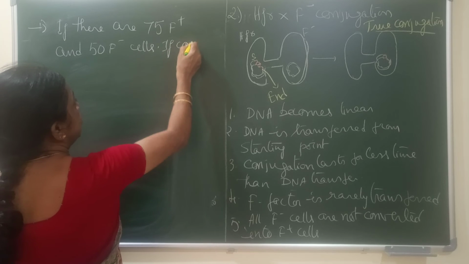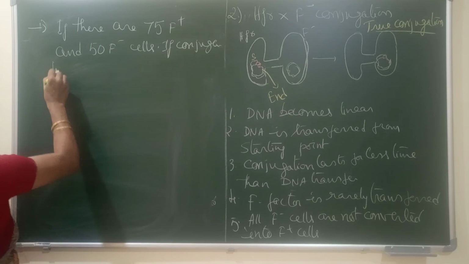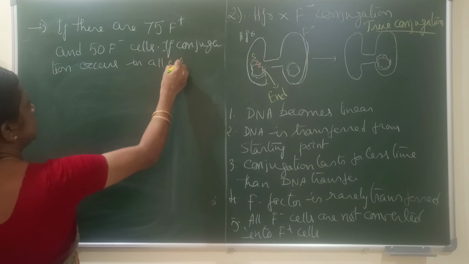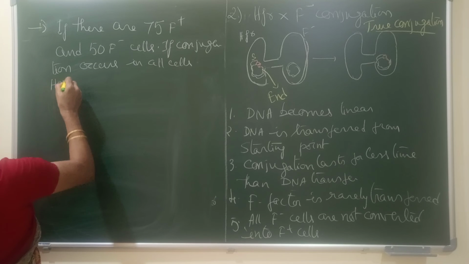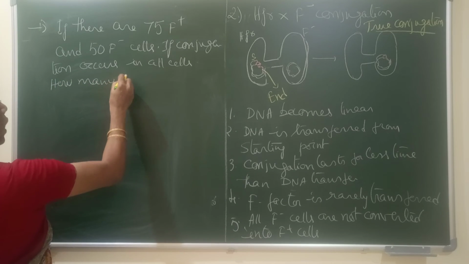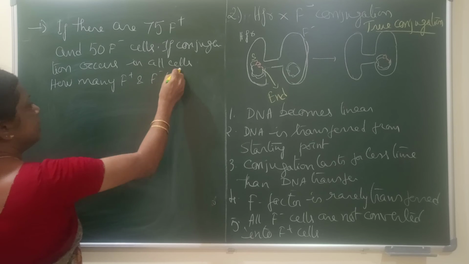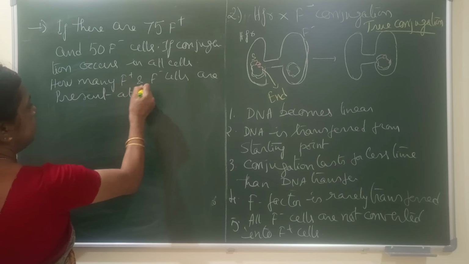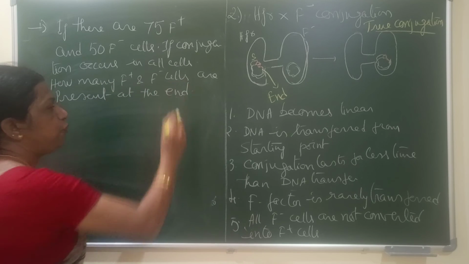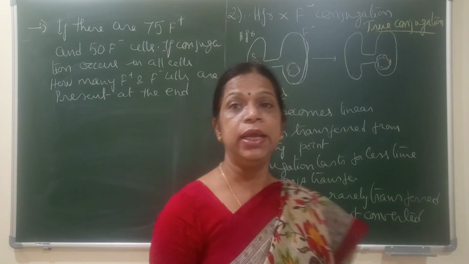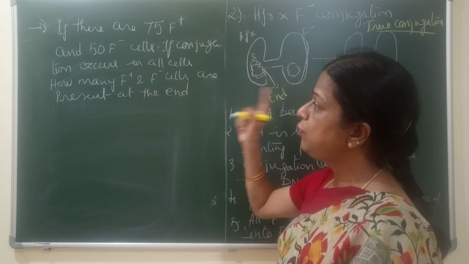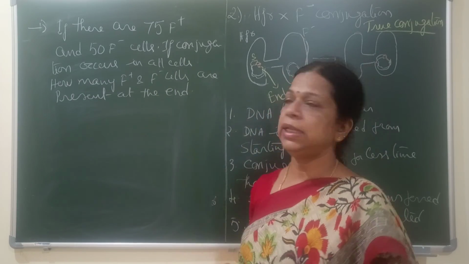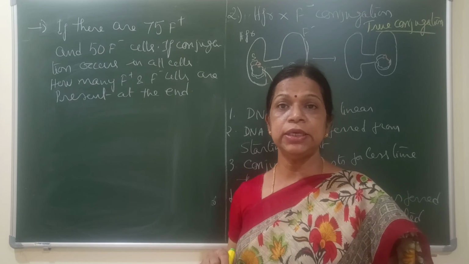So the question is: if conjugation occurs in all cells, how many F plus and F minus cells are present at the end? Once again I will read. If there are 75 F plus and 50 F minus cells, if conjugation is occurring in all cells, how many F plus and F minus cells are present at the end?